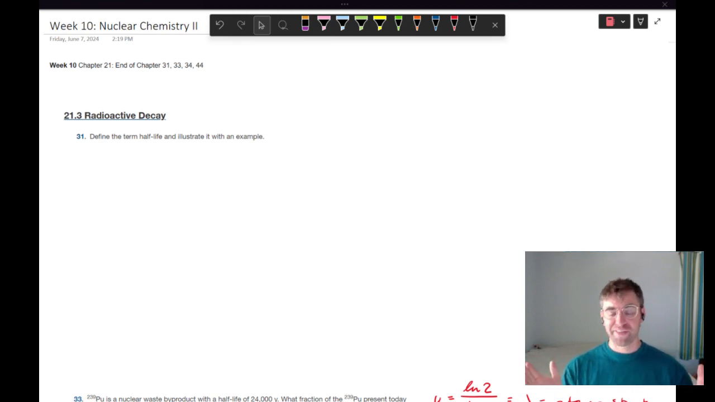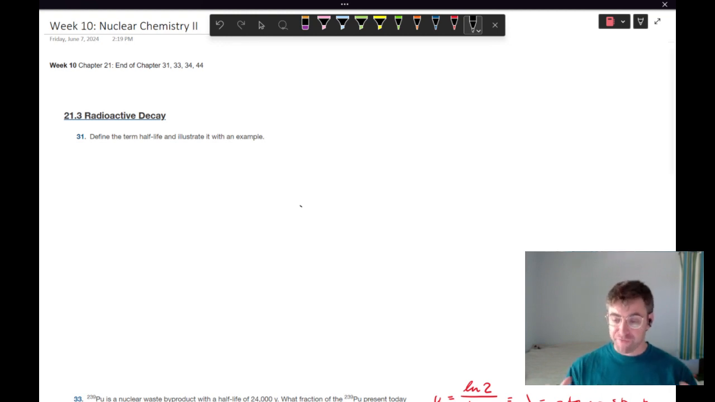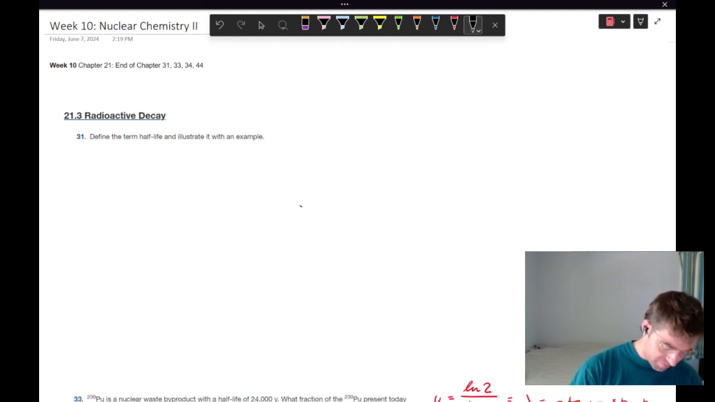Our final week together, this is week 10, a little bit more on nuclear chemistry. Our first discussion point here is define the term half-life and illustrate it with an example. So radioactive half-life is simply the time required for half of the atoms in a sample to decay. So let's go ahead and write that down.